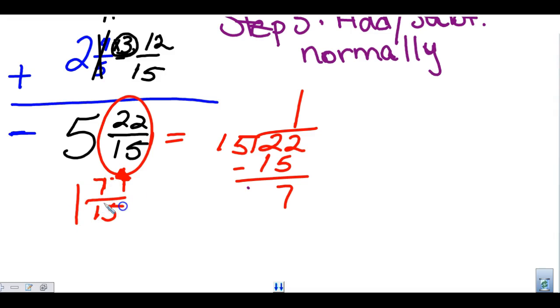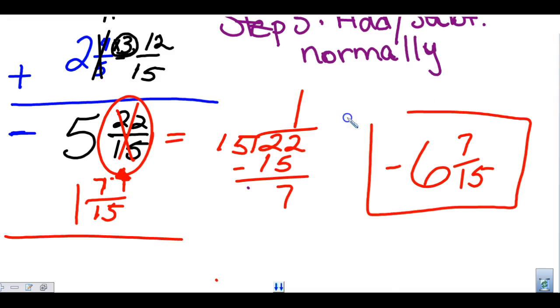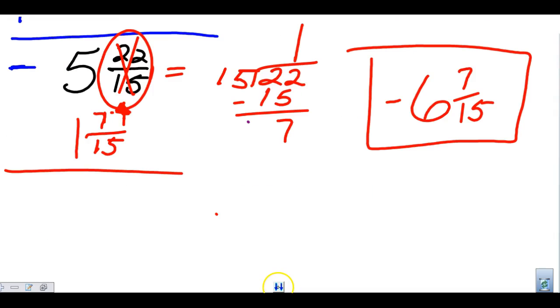We just changed this fraction to 1 and 7/15, making sure that we also include the 5 here. We're going to have a total of 6 and 7/15, and don't forget the negative. So let's go ahead and continue with another example.